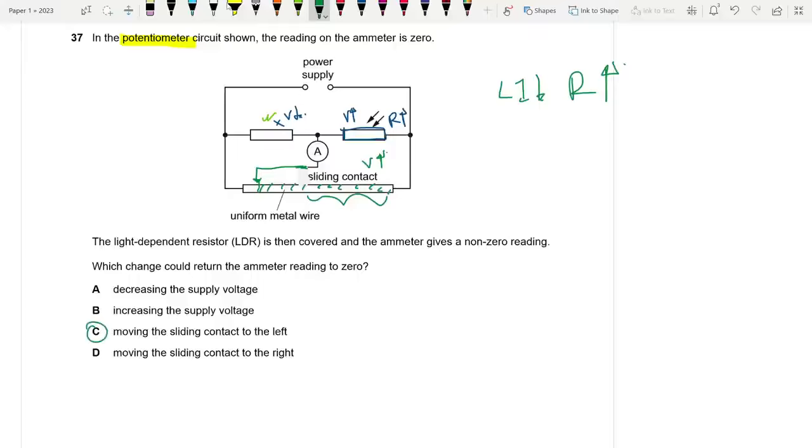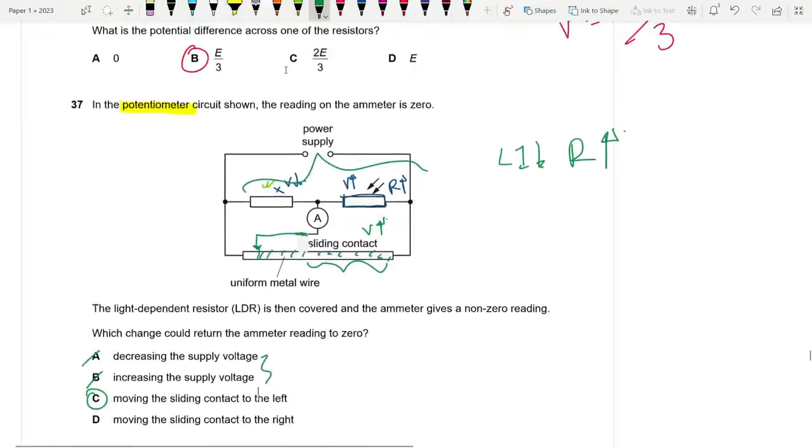All right. However, A and B are completely wrong, because if you change the voltage supply, it wouldn't make a difference, because these sections, this part is in parallel with this. They would still have the same voltage regardless of changing the voltage of the power supply. So A and B were just given to trick you. Okay, really important that you understand this.